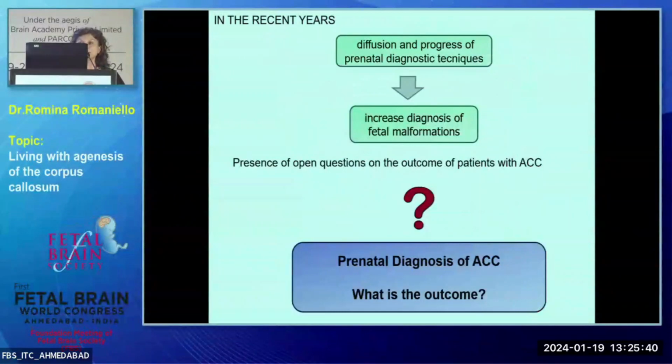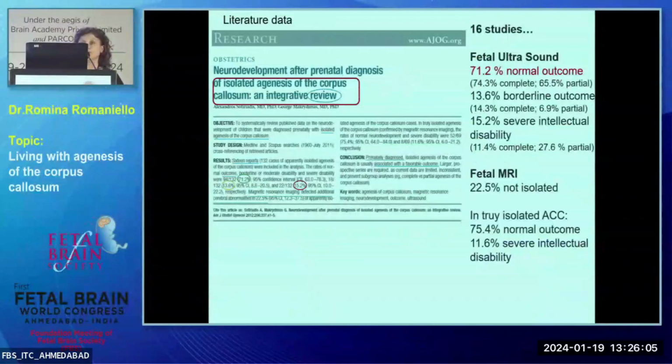So in recent years, the diffusion and progress of prenatal diagnostic techniques has increased the diagnosis of fetal malformation, but the presence of open questions on the outcome of patients with ACC led to the question, in prenatal diagnosis of ACC subjects, what is the outcome of these subjects detected at fetal age? So we can observe some literature data.